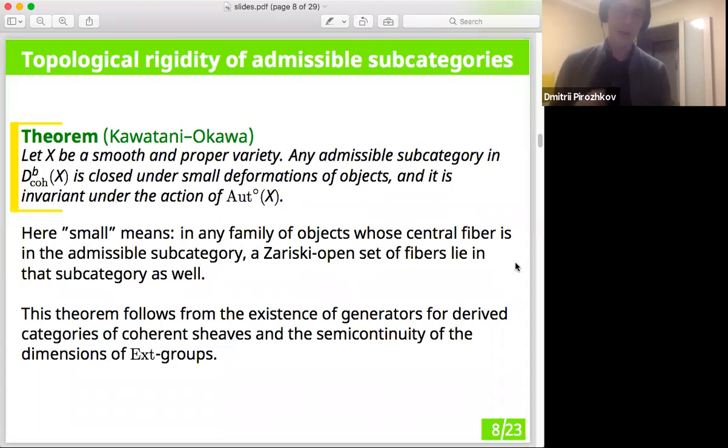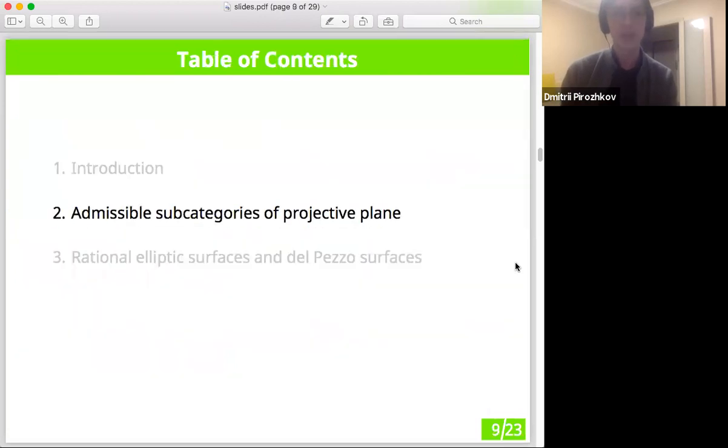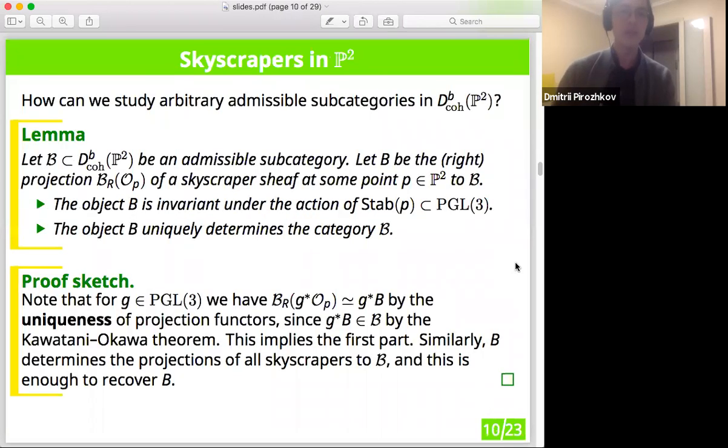Okay, I guess I'll continue. So now I will start speaking about the case of the projective plane and how we can study admissible subcategories of the projective plane. So here is one approach. Suppose you have an admissible subcategory called curly B in the projective plane.